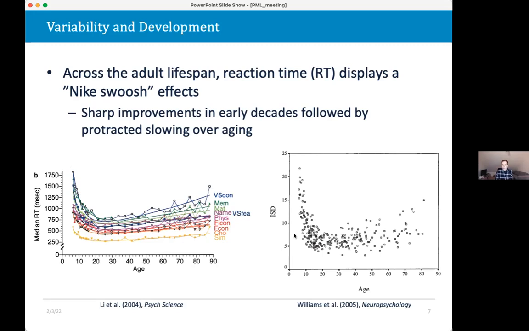There's some initial evidence that variability follows a similar developmental pattern. So this is with the intra-individual standard deviation. So essentially just taking the standard deviation of each individual's responses. This is a computed measure, and we'll talk a little bit more about the distinction between these computed measures and what we'll use in the current study. But again, we see this sharp decrease in variability early in life, followed by protracted increases.